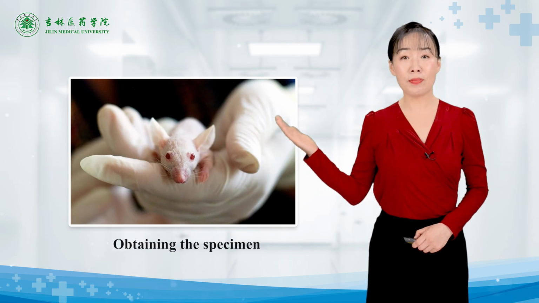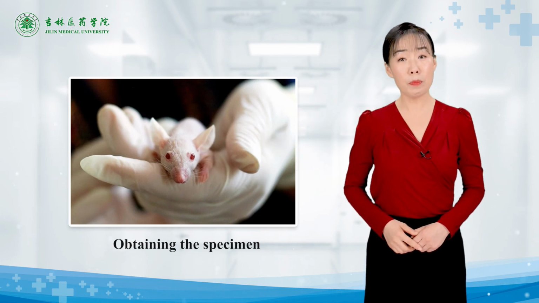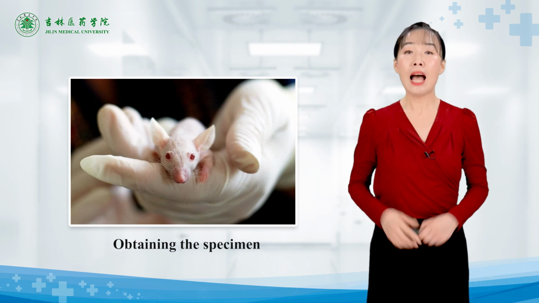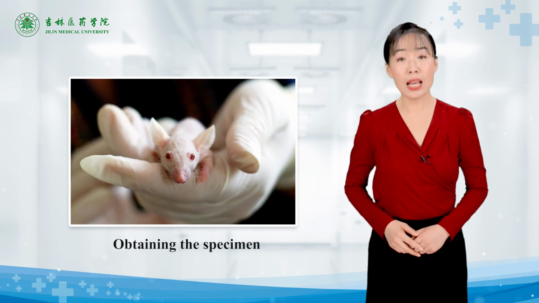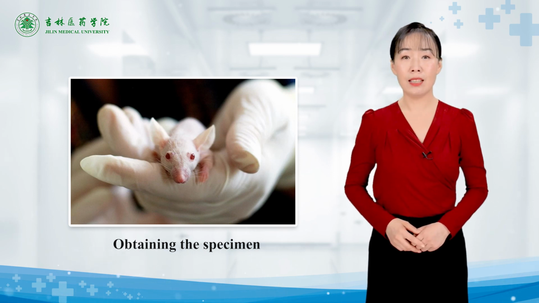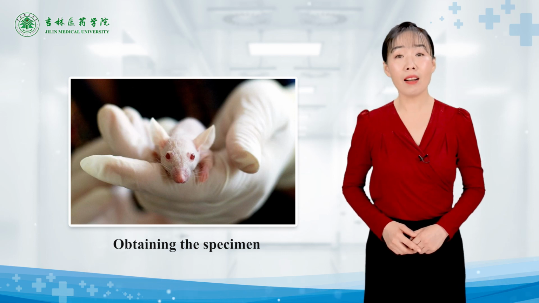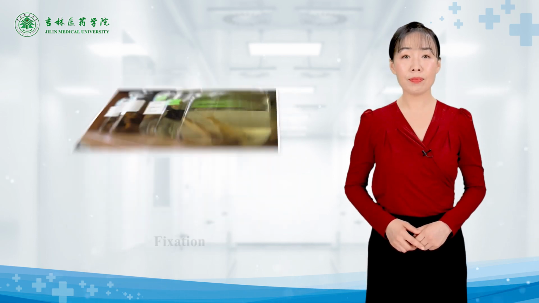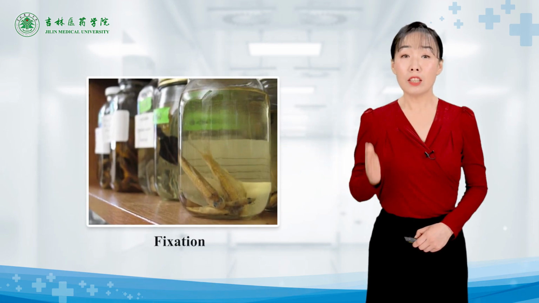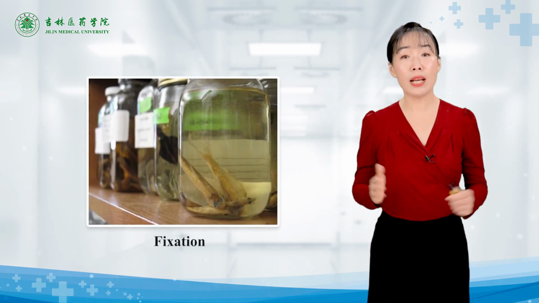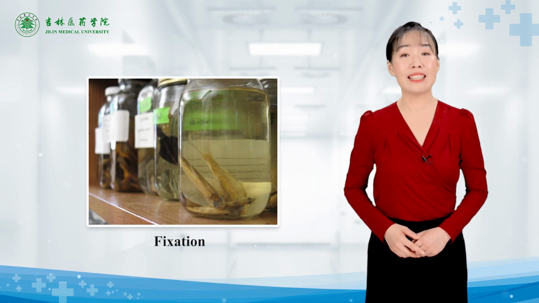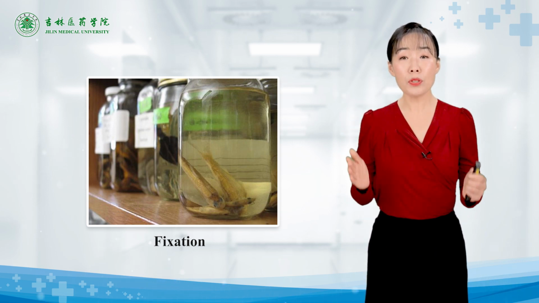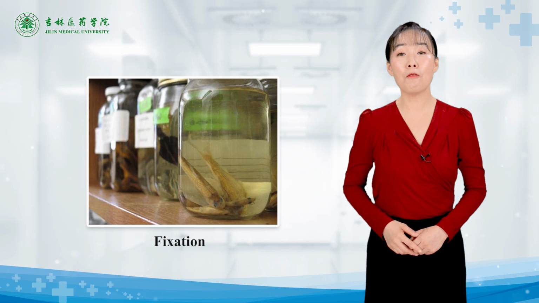Obtaining the specimen. In general, tissue should be as fresh as possible. Experimental animal tissues are obtained immediately after the animals in question have been killed. The tissues taken are cut into small pieces. Fixation. The tissue blocks are rapidly fixed with chemical fixative in order to preserve their structural organization. Two of the most commonly used fixatives are formalin solution and Bouin's solution.